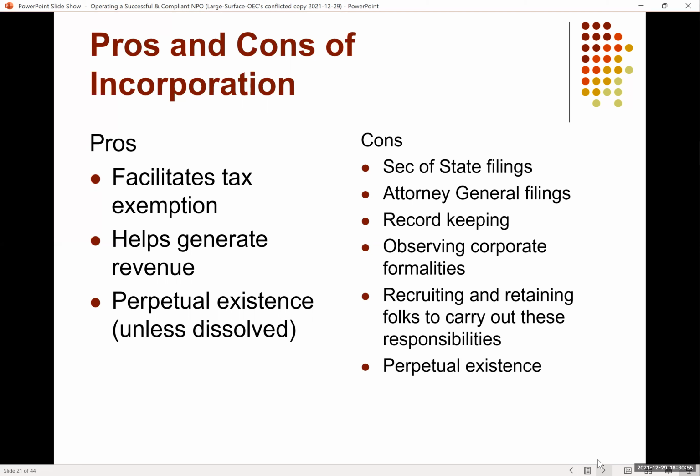With any other company, I don't like calling this a con so much because you have to keep your record keeping. But in the nonprofit, some records are for public consumption. Somebody can come in your office and see certain records. You have to observe corporate formalities, no matter how small you are. And again, you can see perpetual existence can be a pro or it can be a con.